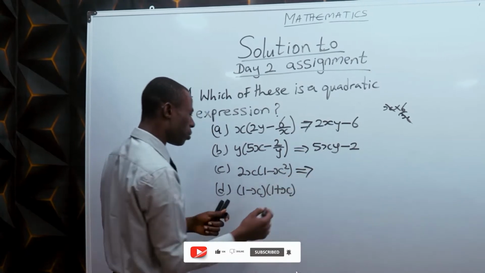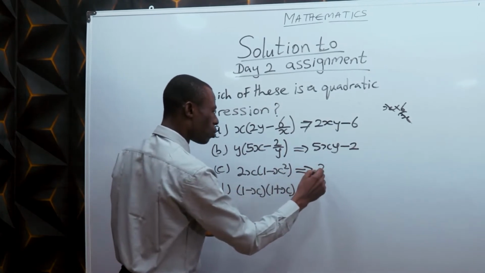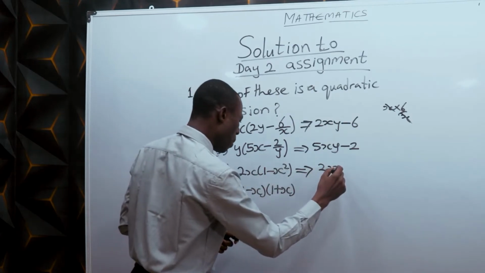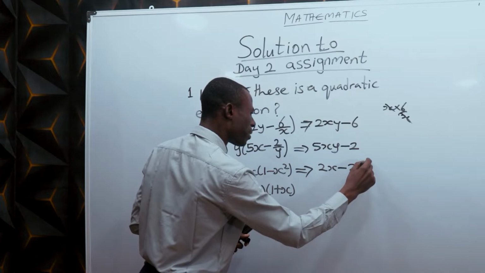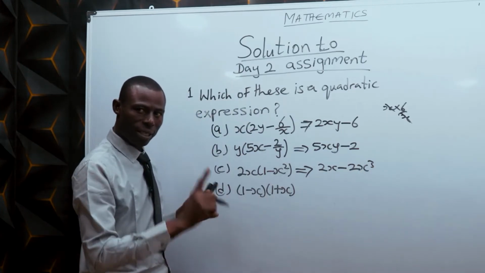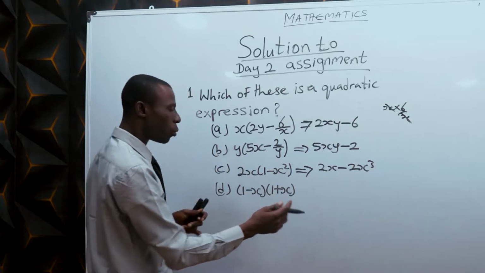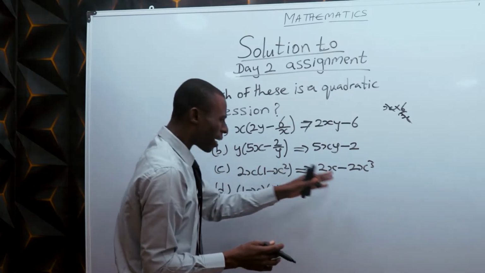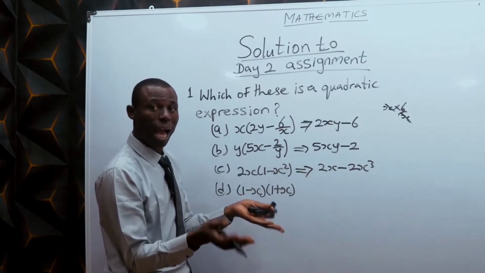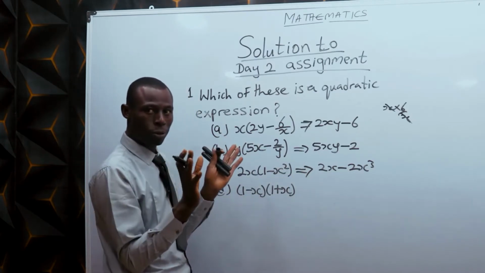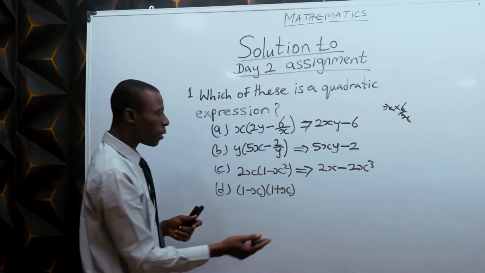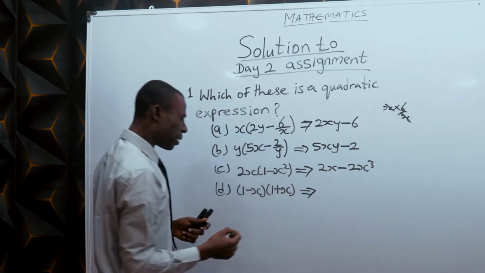Let's try our hand on this. 2x times 1, that's 2x. 2x times minus x squared is minus 2x cubed. x times x is x squared, x squared times x is x cubed. So, there is no power 2 here. Instead, there is power 3. And we are interested in power 2, which makes it quadratic. So, it is not quadratic. This is cubic.